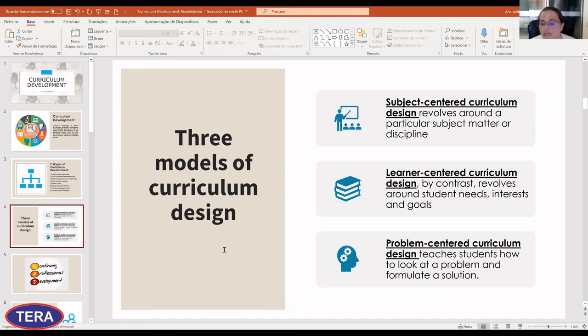Now, this is quite interesting because, as we see nowadays, in universities, for example, this curriculum development is always around subject-centered curriculum design. So universities usually, and not all of them, of course, in general, do not think about the needs of the students, the interests of the students, the goals of the students, and most of them do not teach the students how to look at a problem. They just talk about the subjects and the theory and the subjects, and that's it.